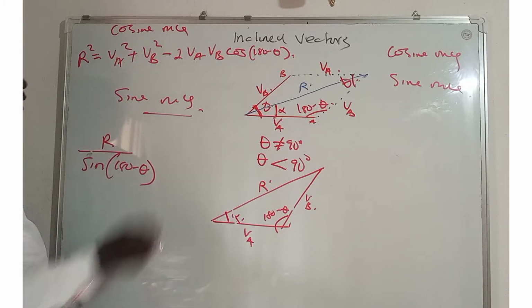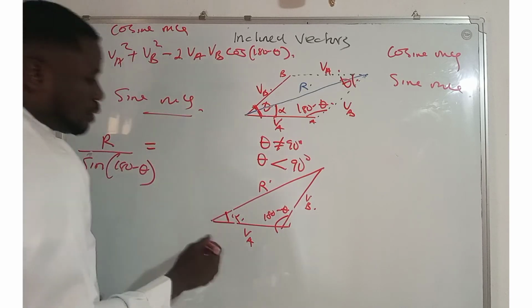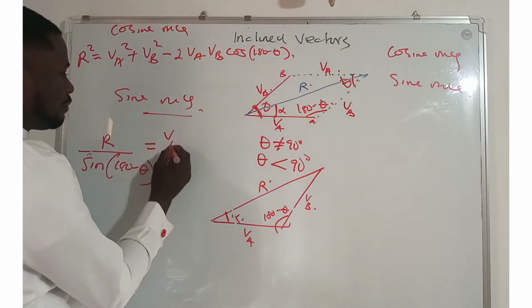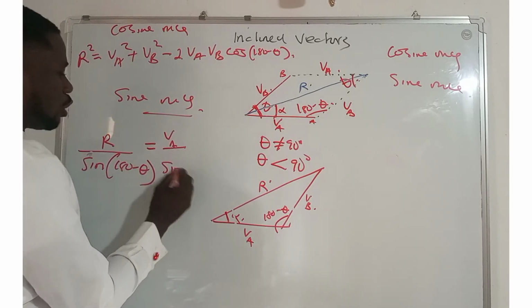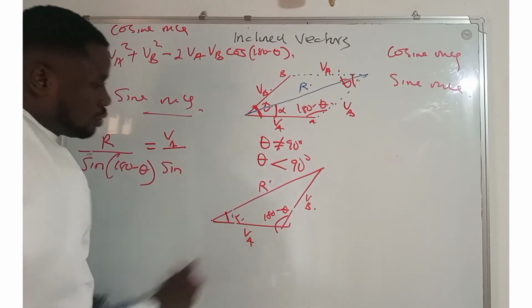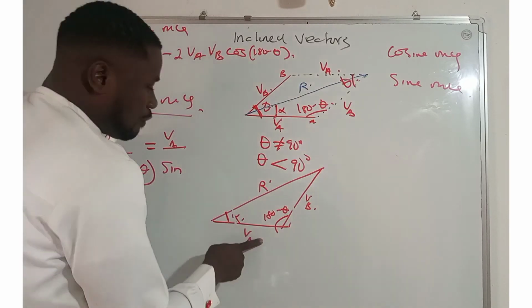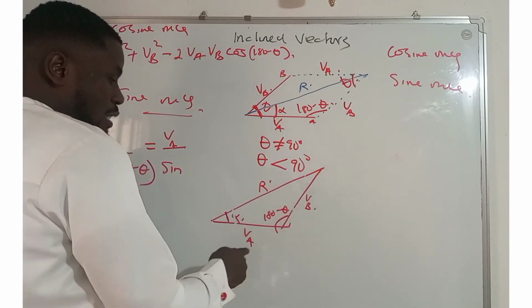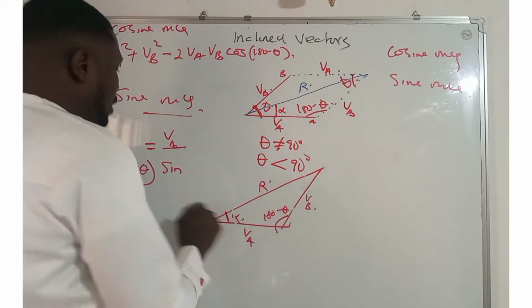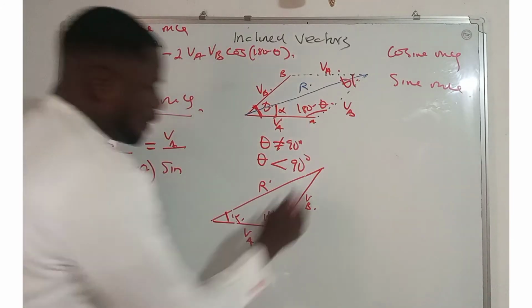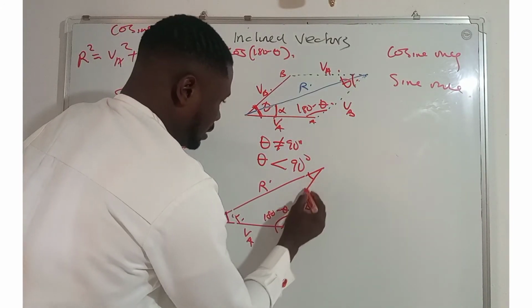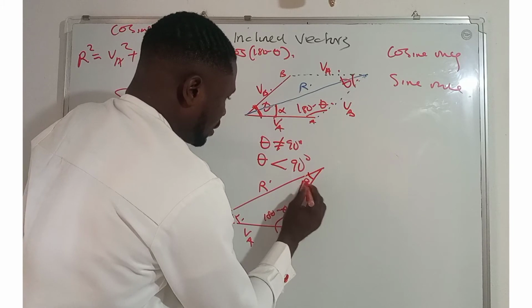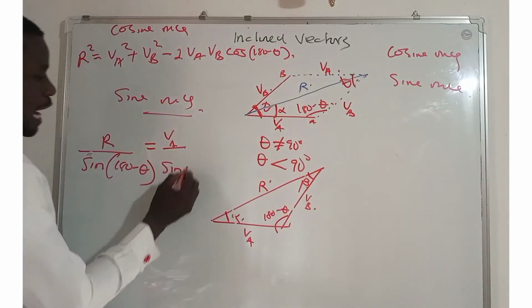So this must be equal to, now, VA, if I say VA here, VA must be equal all over sine the angle of what? The angle of VA has to be the angle that faces VA. You can see in this case, we do not have any angle here. So if I say, for example, let this angle be beta, this would have been sine beta.